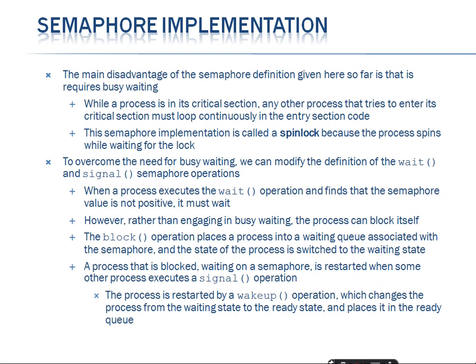Now, to overcome the need for busy waiting, we can modify the definition of wait and signal semaphore operations. When a process executes the wait operation and finds that the semaphore value is not positive, it must wait. However, rather than engaging in busy waiting, the process can block itself. Rather than continuously waiting to gain this lock over the semaphore, it can block itself by executing a block operation.